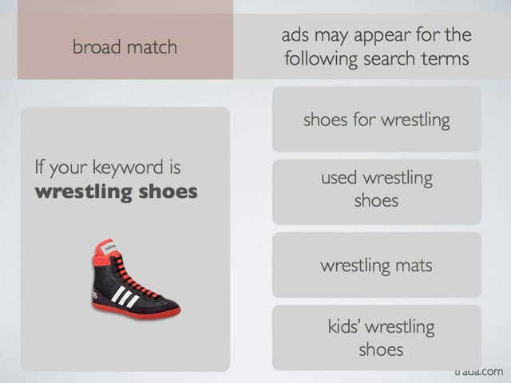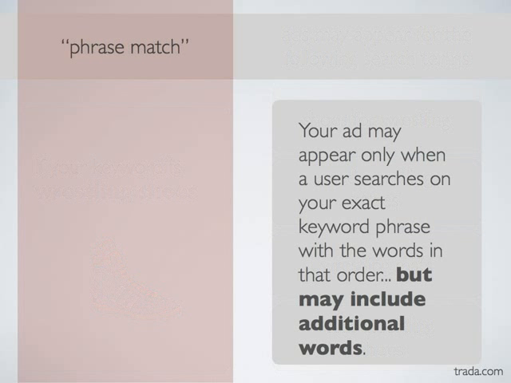All right, so let's move on and talk a little bit about phrase match. This is one step down the ladder, or up the ladder, of how conservative Google is when determining which ads to serve. In this scenario, phrase match, you enter these by adding quotation marks around your keyword or your keyword phrase. Your ad may appear only when a user searches on your exact keyword phrase with the words in that order, but it may include additional words.